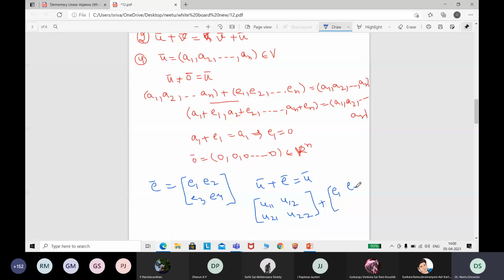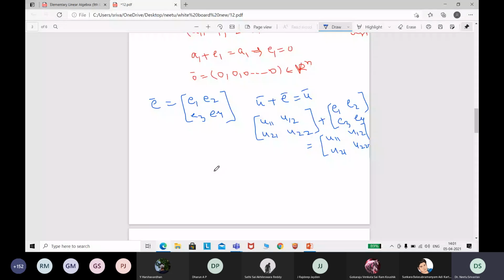Can anyone tell me? We are getting all 0, right? So here we can mention 0. Here we can mention 0. Here also we can mention 0. And here also we can mention 0. So all these are 0. It means our additive identity is 0, 0. Correct now? Yes, ma'am.